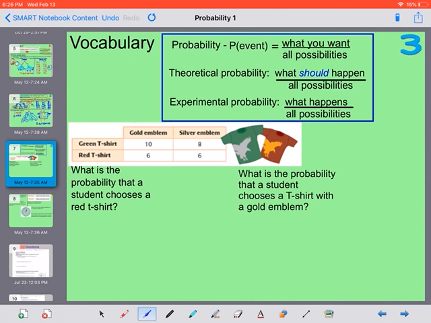All right. Back to our vocabulary. Next, in addition to sample space, we have what's called probability. It's a likelihood that something will happen. So we write it as P and then the event. The probability of getting a 4 if you roll a dice might be written like that.